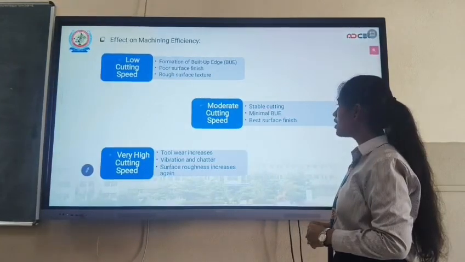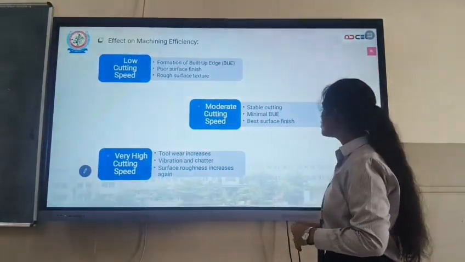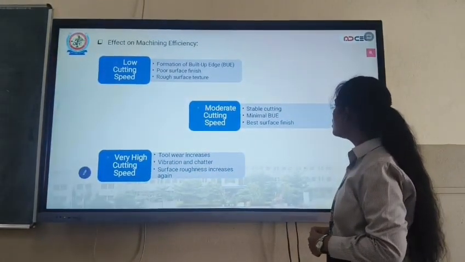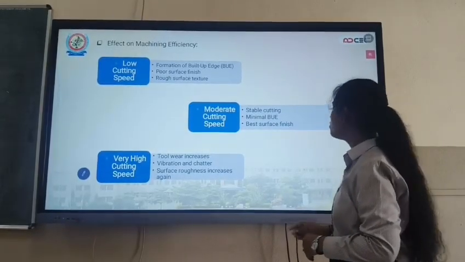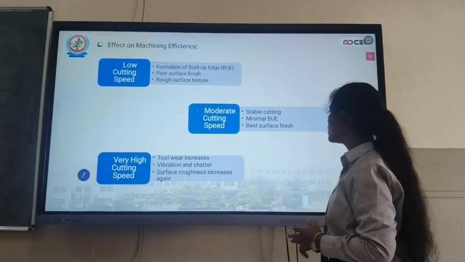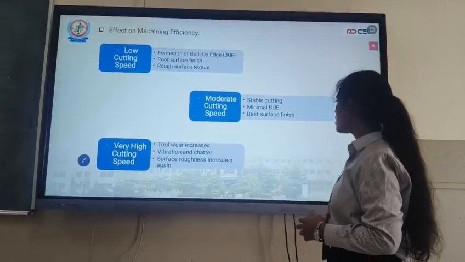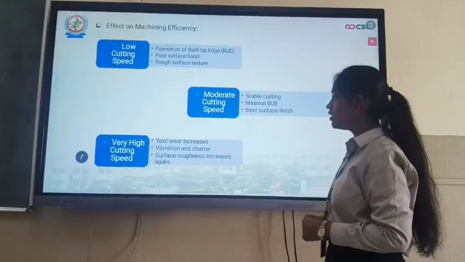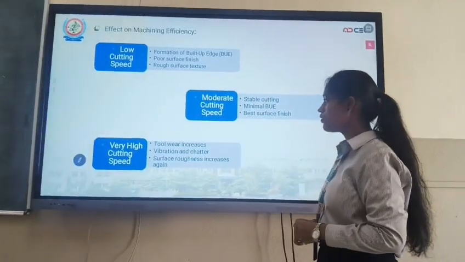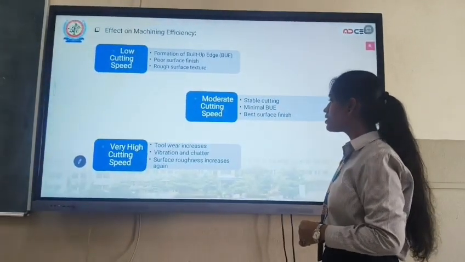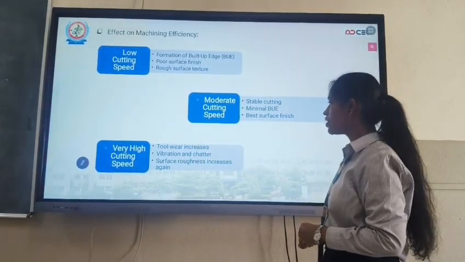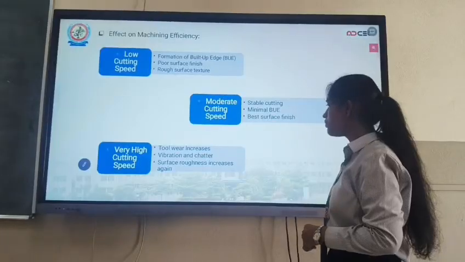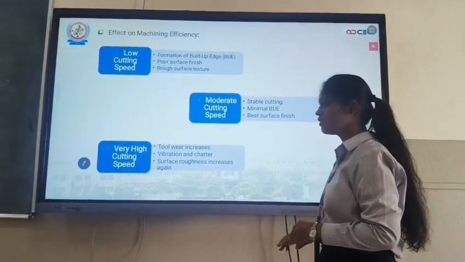Second point is moderate cutting speed. What happens is stable cutting, minimal built-up edge, and the best surface finish. Third point is very high cutting speed. First, tool wear increases. Second, vibration and chatter. Third, surface roughness increases again.